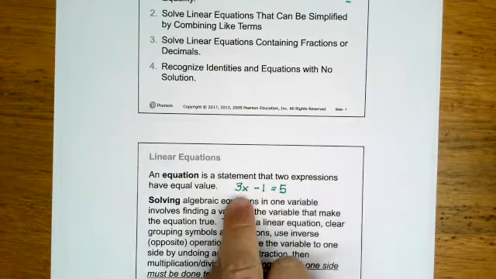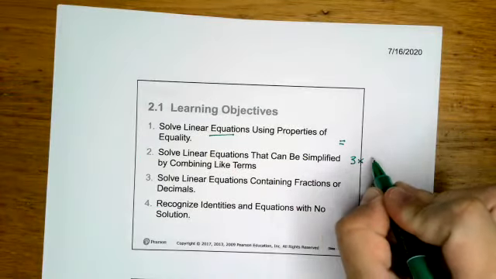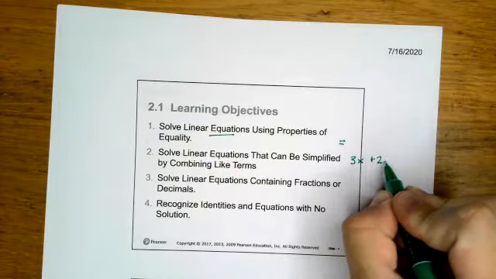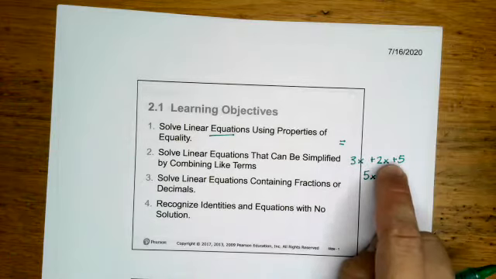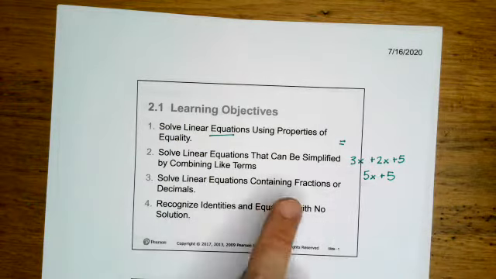We will also solve linear equations by simplifying through combining like terms. 3x plus 2x plus 5. Simplify that: 3 plus 2 is 5x plus 5. So we have the like terms. They both have an x to the first power, so we combine them. Solve linear equations containing fractions or decimals, and recognize identities and equations with no solution.